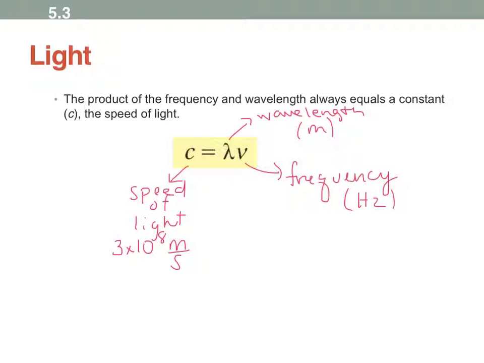So there's the formula that we're going to use in a little bit. We'll come back to this formula in a few minutes and we'll calculate either the wavelength or the frequency. We'll have one of the variables, but we're always going to have the speed of light over here. That's always going to be 3 times 10 to the 8th meters per second.